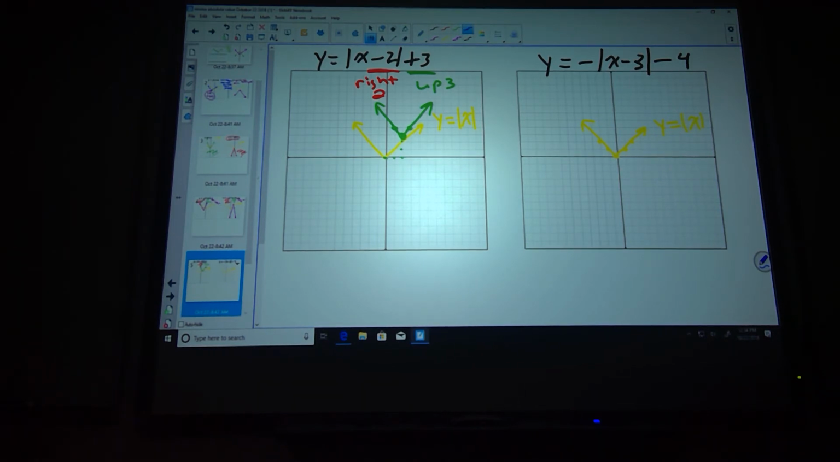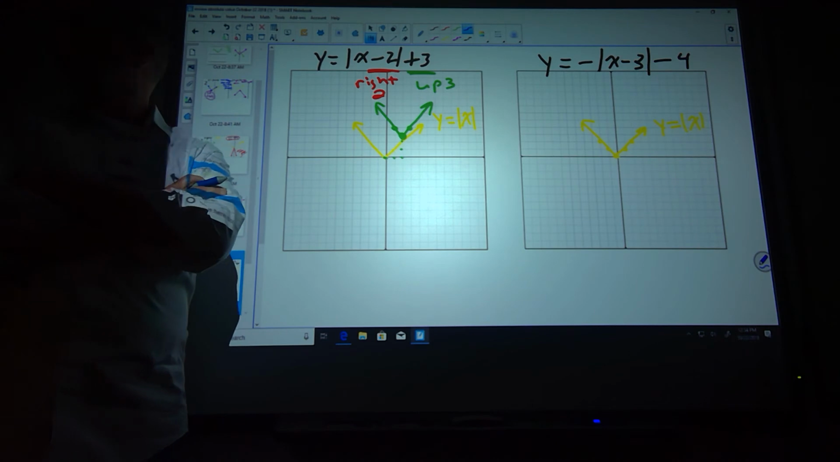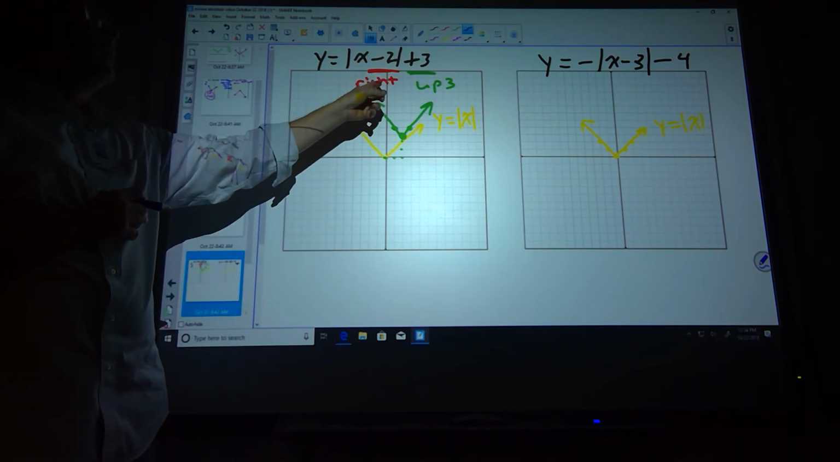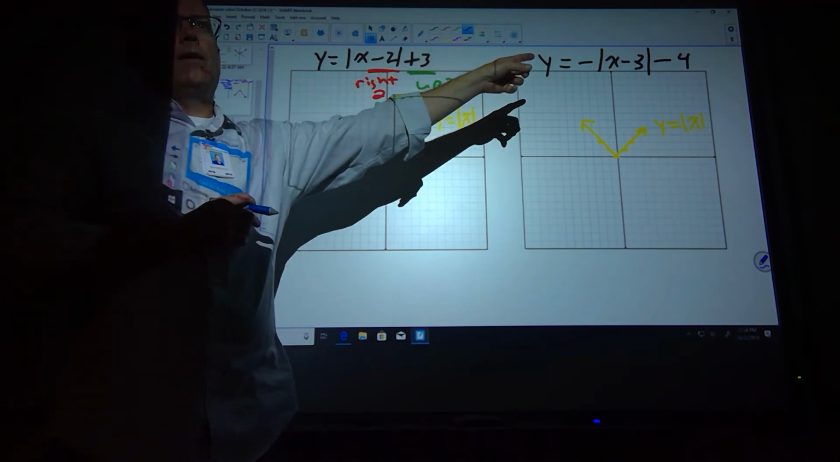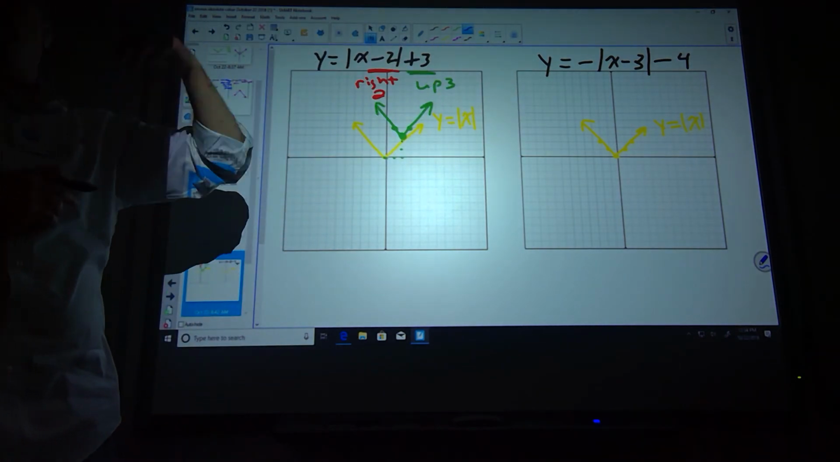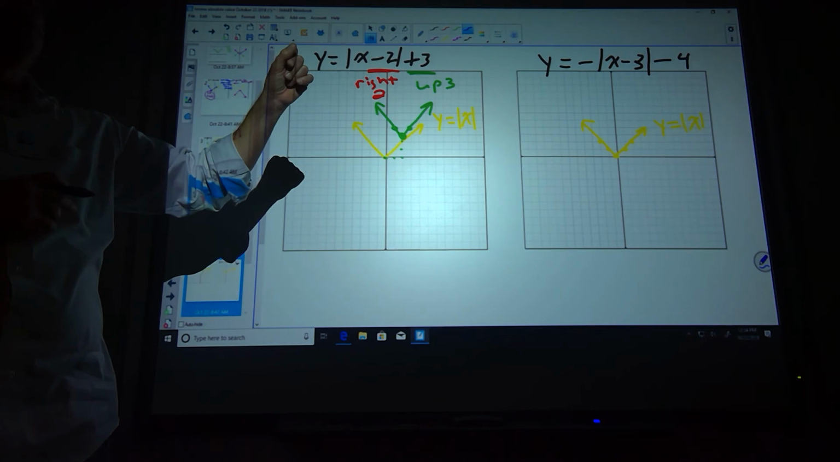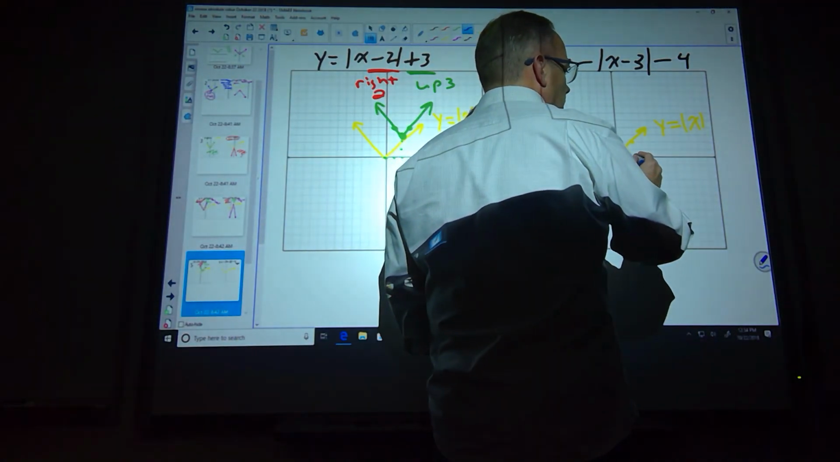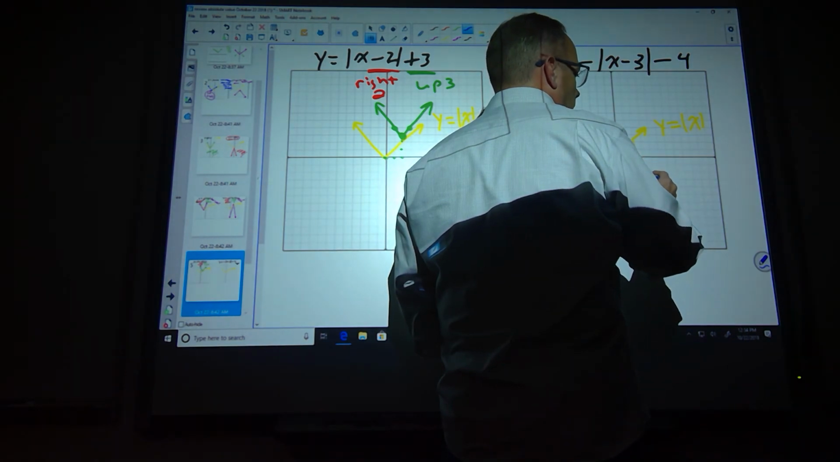So how does this one shift? Does it shift right or left? 1, 2, 3, 4. Left. Yep. Why left? It's just a negative, so I'm just using my thought process. I got it. So what did this one do? It's right 2, so that must be right 3. Right 3. Okay, right 3 and? Down. How much? Down 4. So right 3, 1, 2, 3, down 4.